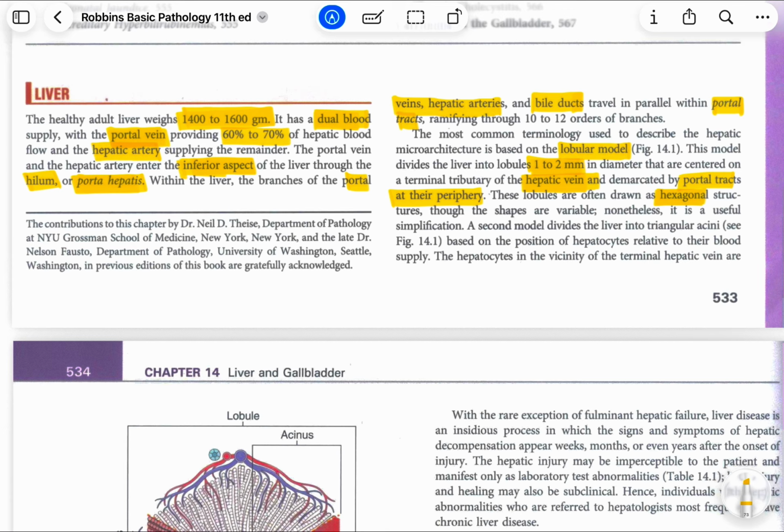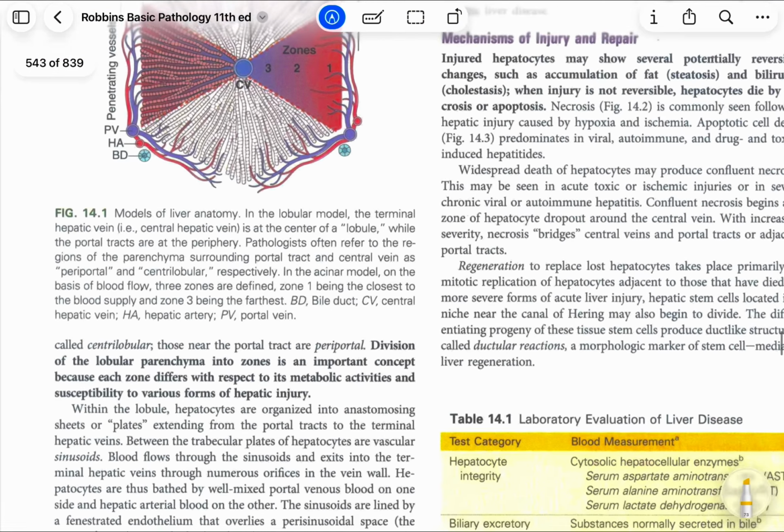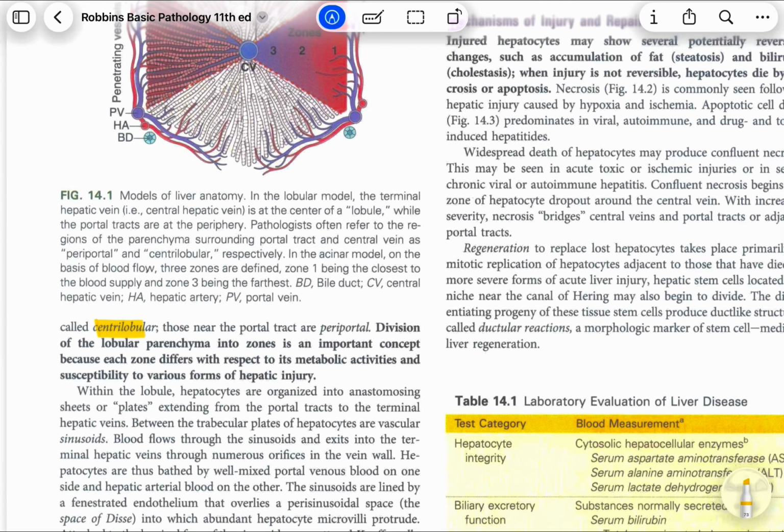A second model divides the liver into triangular acini based on the position of the hepatocytes related to their blood supply. The hepatocytes in the vicinity of the terminal hepatic vein are called centrilobular, and those near the portal tract are periportal. Division of the lobular parenchyma into zones is an important concept because each zone differs with respect to its metabolic activity and susceptibility to various forms of hepatic injury.